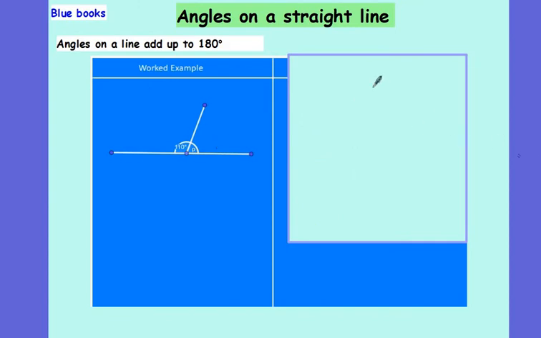Okay, blue book's out. Can I have the title Angles on a Straight Line? And underneath, can you write angles on a line add up to 180 degrees? Then can I see pens down and eyes on the board?